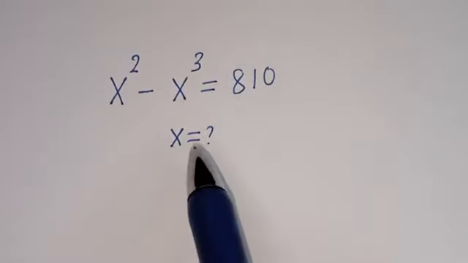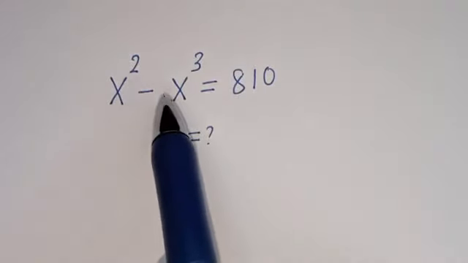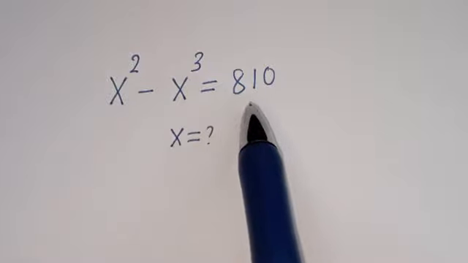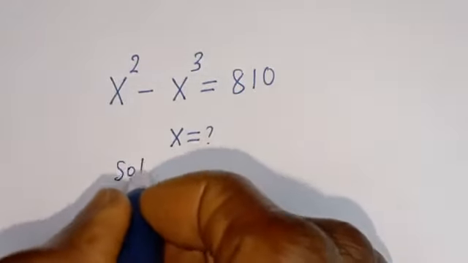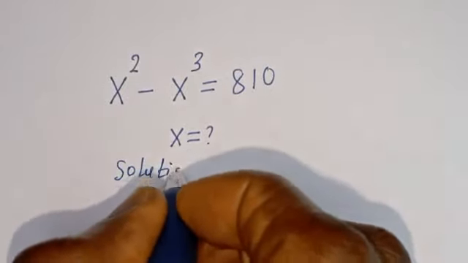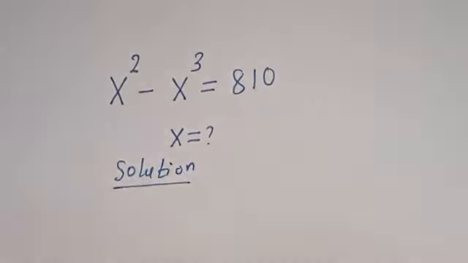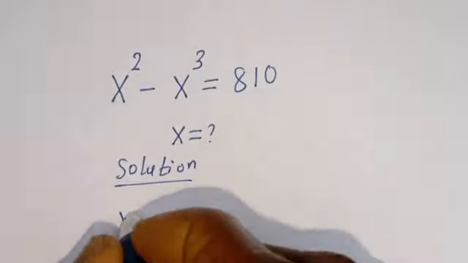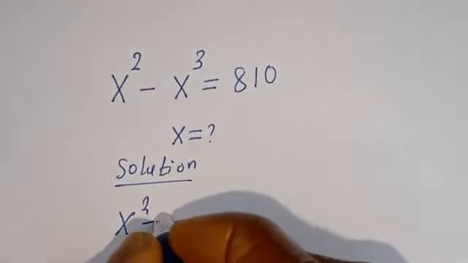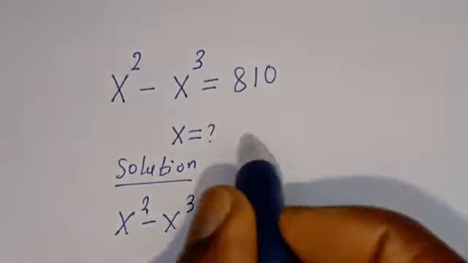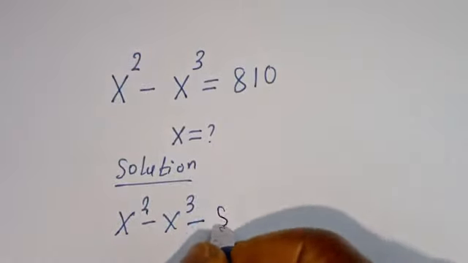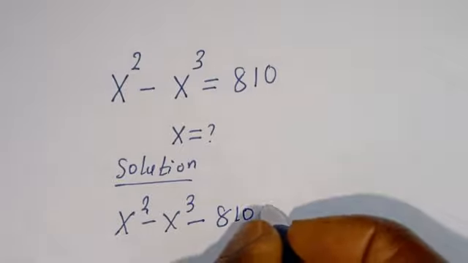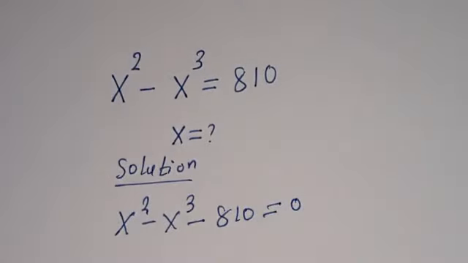Hello, how to solve for s in this equation? s squared minus s to the power of 3 is equal to 810. Solution. Then we have s squared minus s to the power of 3. Let's bring this 810 to this side. It becomes minus 810 is equal to 0.